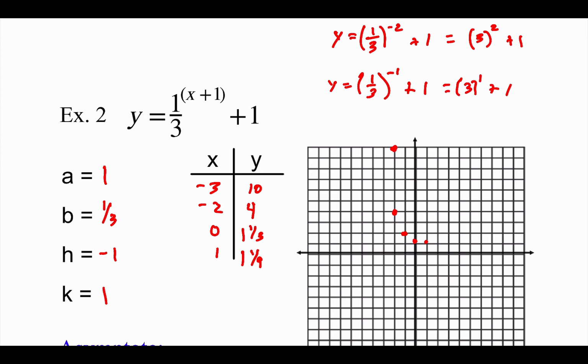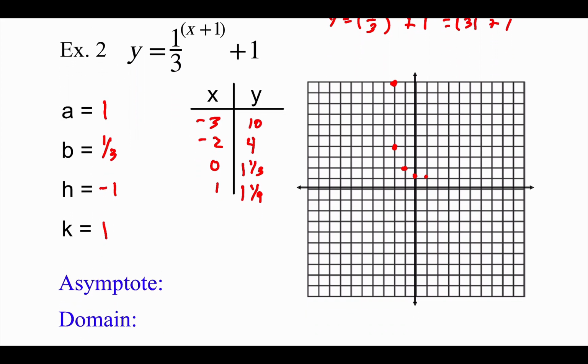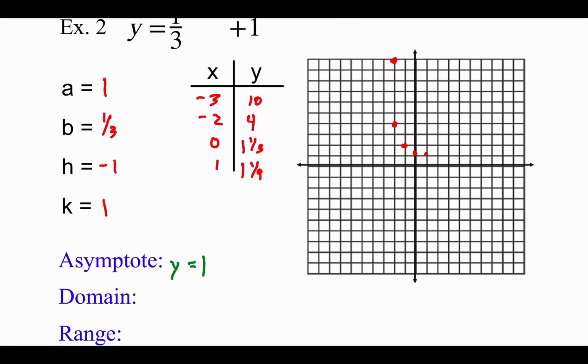And now before I draw the graph in, where's the asymptote going to be? 1. Yep. And I hope, for multiple reasons, that makes some sense to you. 1, because we shifted everything up 1. That's why it's at y equals 1. Also, if you just look at the values, I'm hoping you're seeing that the y values are approaching 1. 1 1/3, 1 1/9. The next one would be 1 1/27. It's going to keep getting closer and closer to 1. So it's approaching this horizontal asymptote right here at y equals 1. And now we can go through and sketch in the rest of the graph.